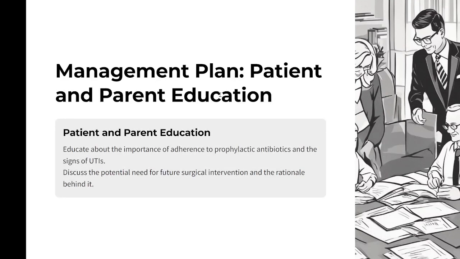Monitor for UTI symptoms and manage promptly. 5. Patient and parent education. Educate about the importance of adherence to prophylactic antibiotics and the signs of UTIs. Discuss the potential need for future surgical intervention and the rationale behind it.